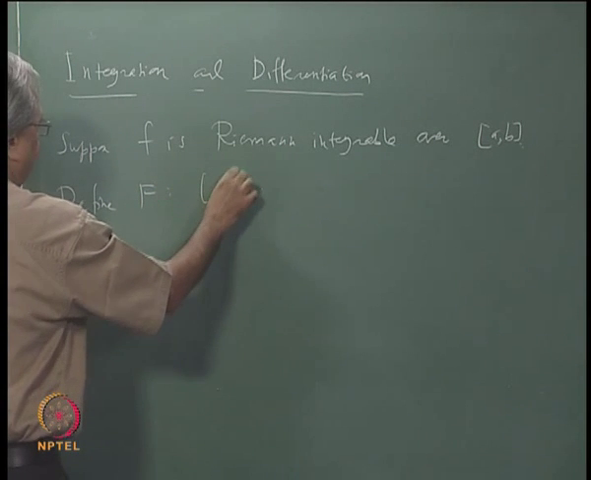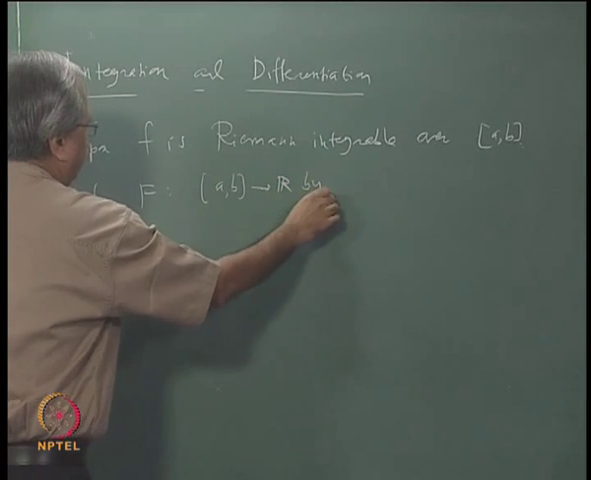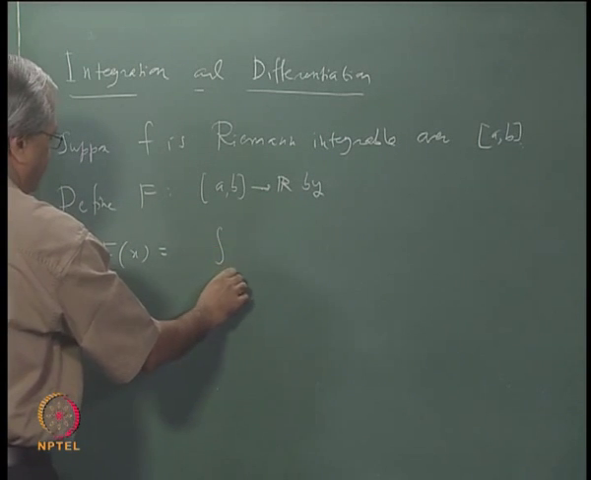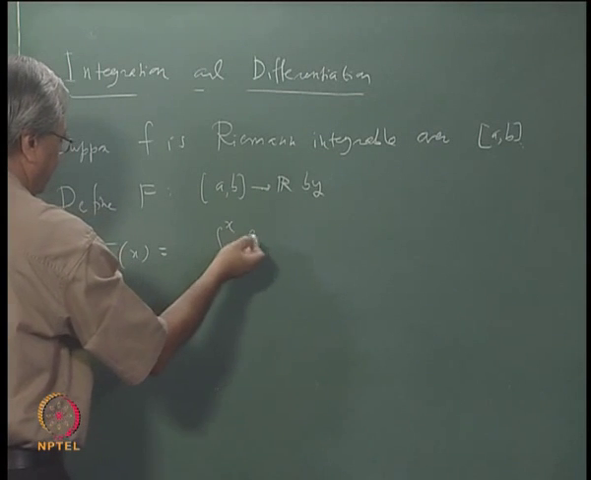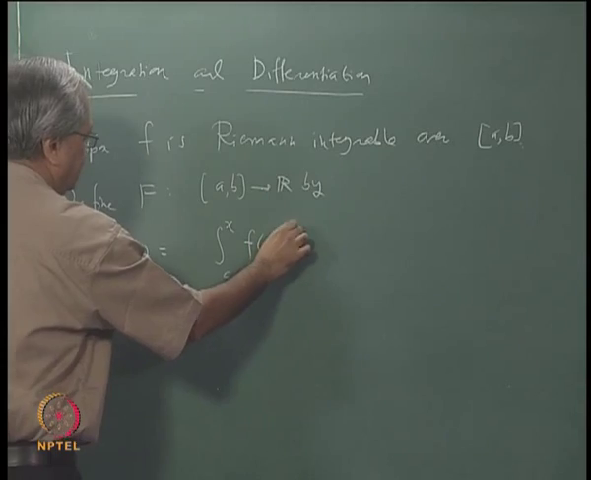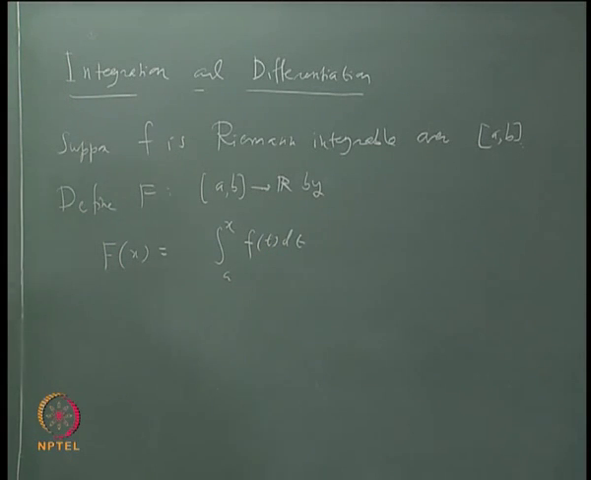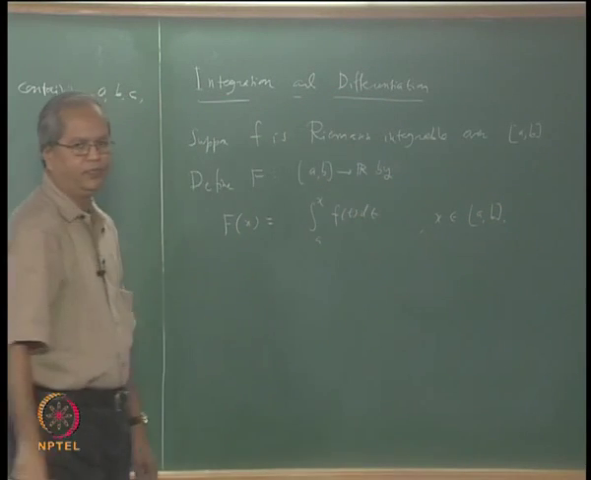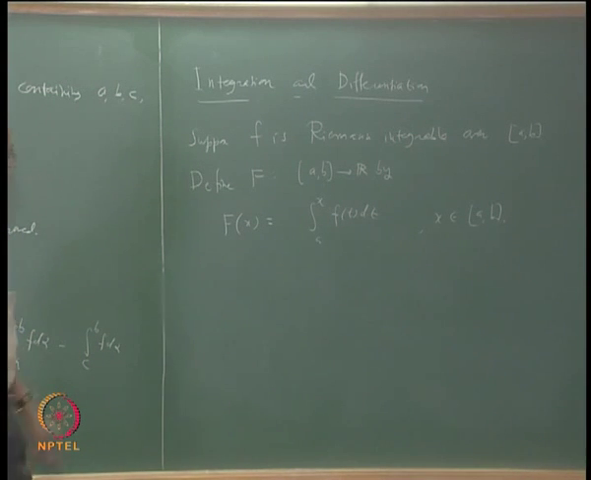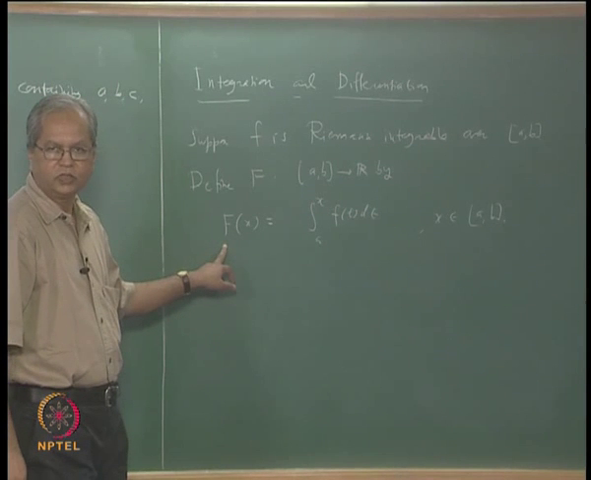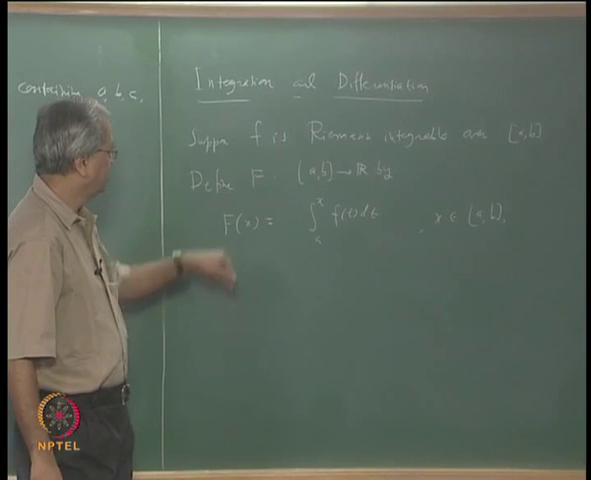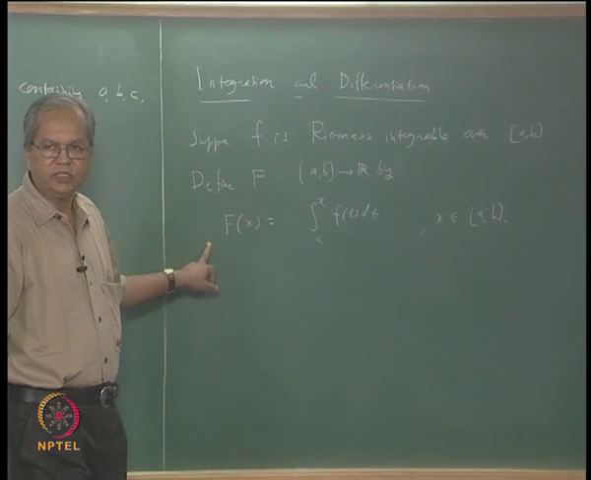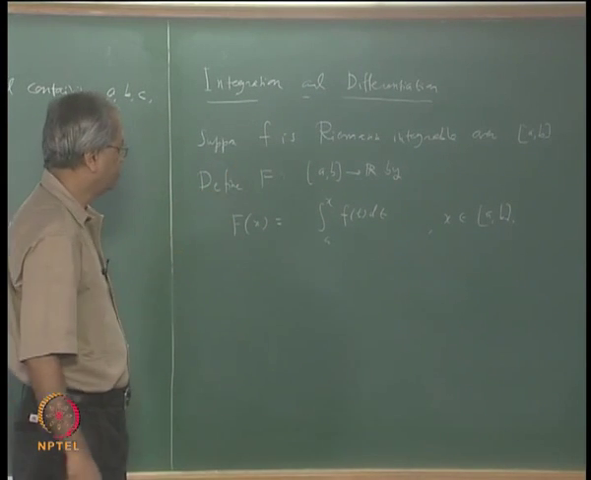So using that we define big F from AB to R by big F at x is equal to the integral A to x of small f at t dt, for x in AB. Then what we want to say is the following: this function big F is continuous, and if small f is continuous at some point, then at that point big F is differentiable and its derivative is the same as the value of small f at that point. So this is the first thing.